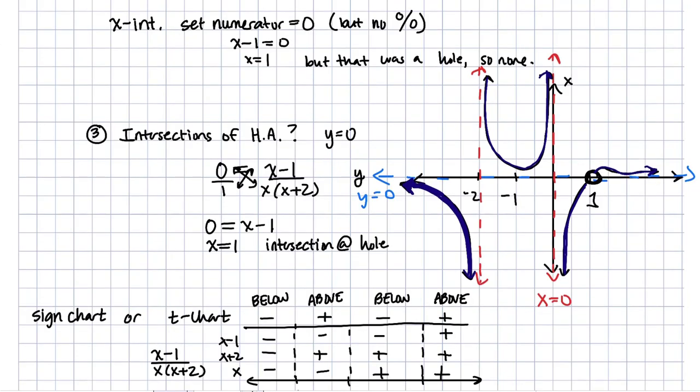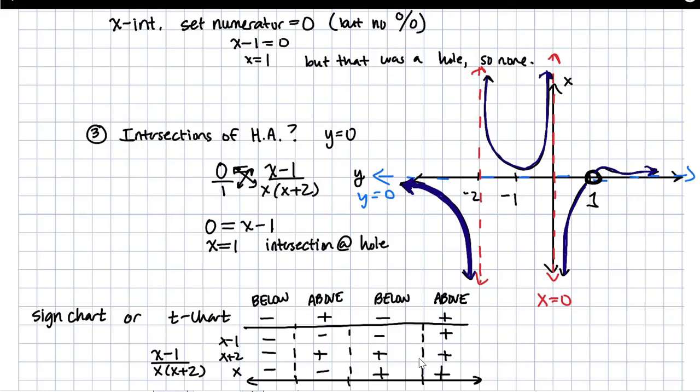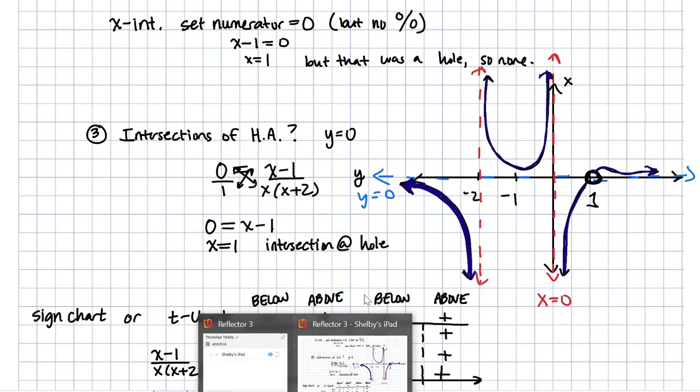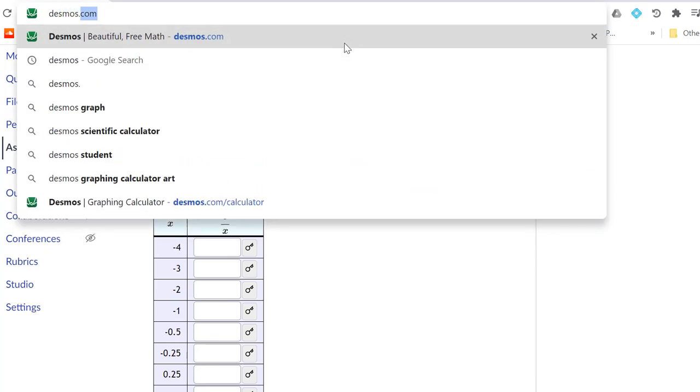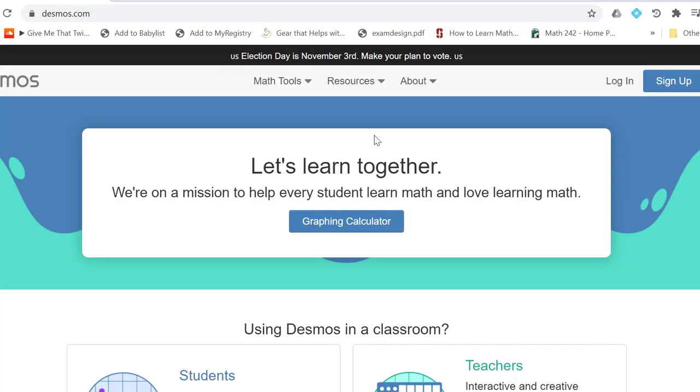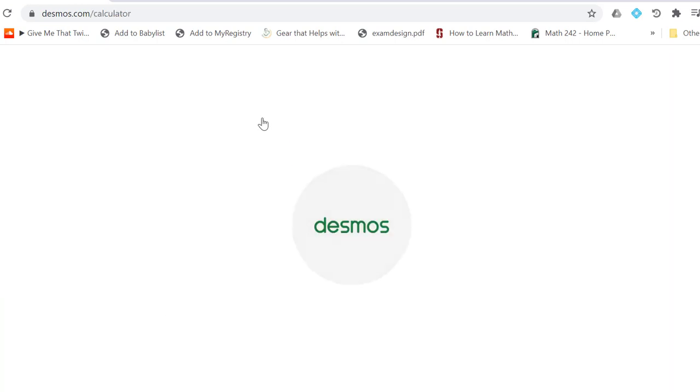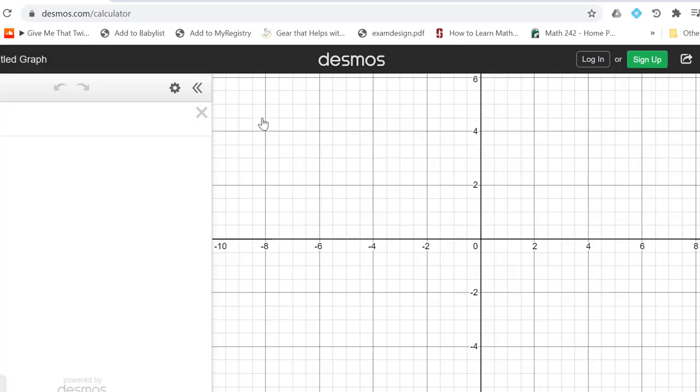Now let's take a look at what this looks like compared to something like Desmos. I'm kind of curious what Desmos would show us for this. Okay, so we're going to graph our original function. Make sure you use parentheses for your numerator and denominator.